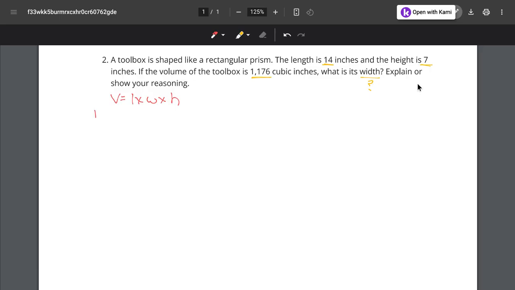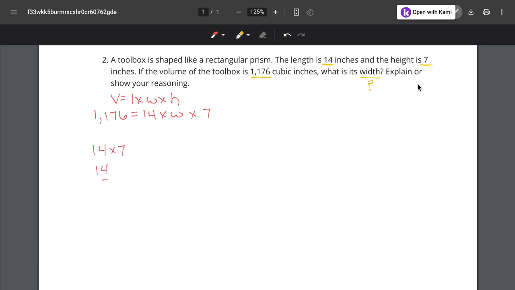We know the volume to be 1,176. We know the length to be 14. We don't know the width. I'm going to leave that as a W. And we know that our height is 7. So the first thing that we need to know is what 14 times 7 equals.